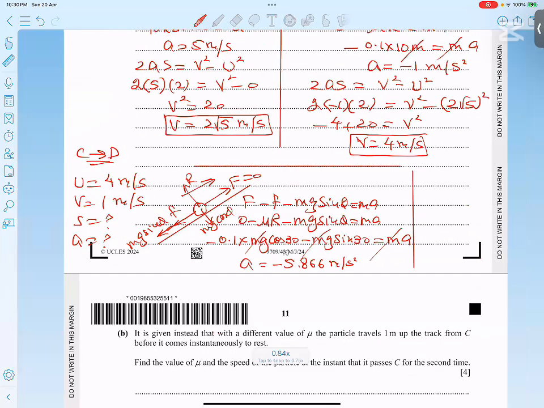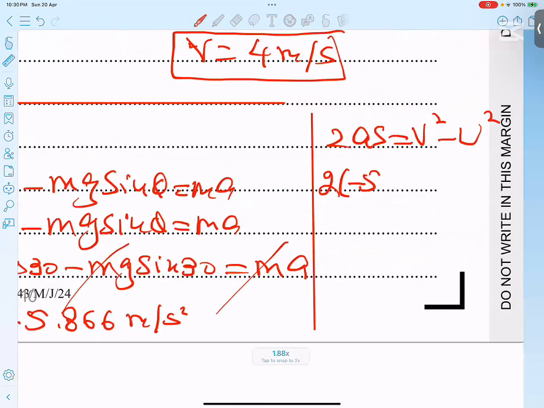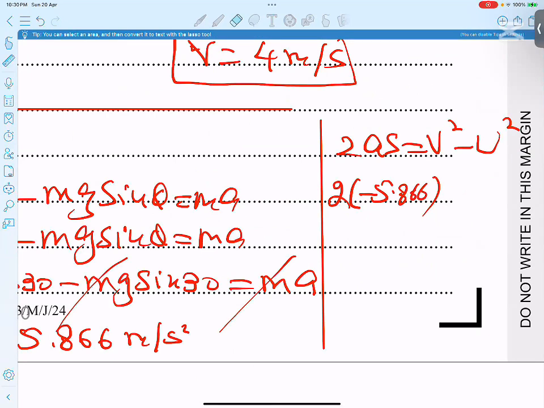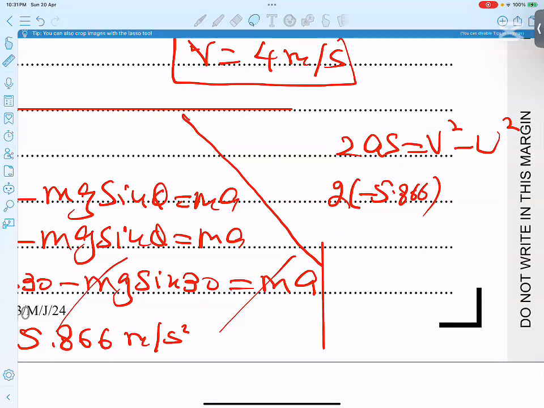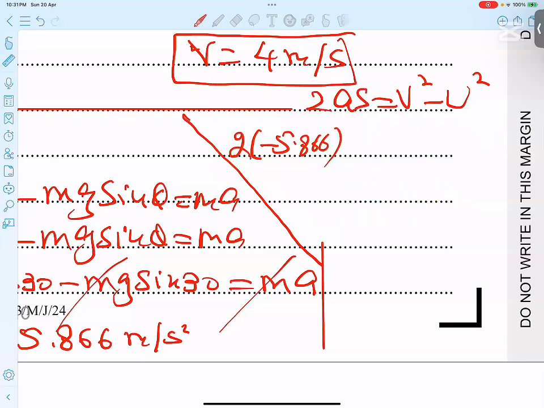And what is the data? The data is mentioned here. I can use it. So 2as is equal to v square minus u square. 2 times 2 acceleration, which is -5.866. Okay, space is a problem, so I'm erasing it and writing it here because I need some space. This formula is very clear. I'm plugging in the values. S is unknown. V is 1. U is 4. So I'll find S from there.